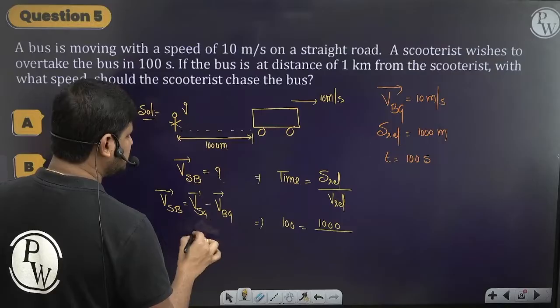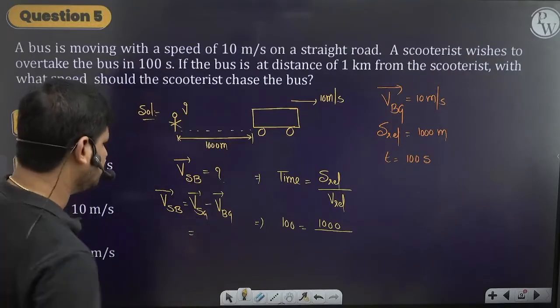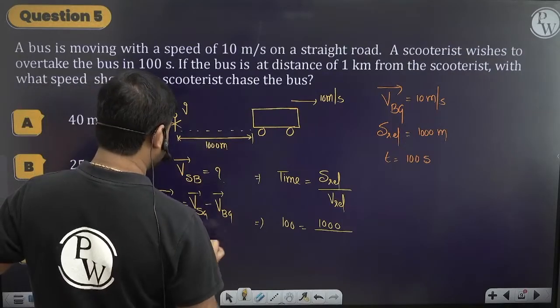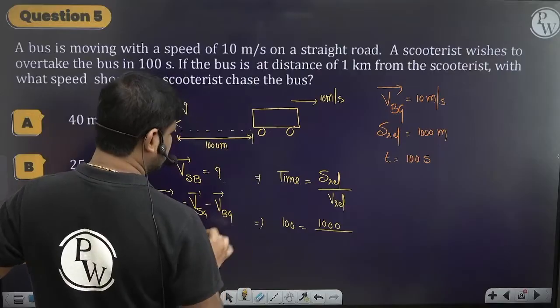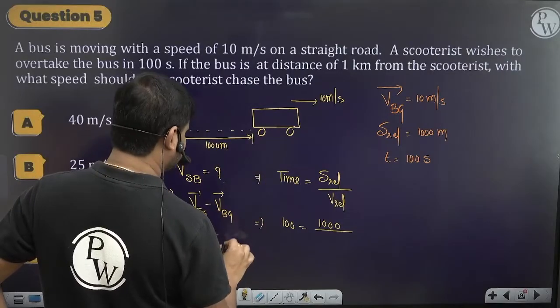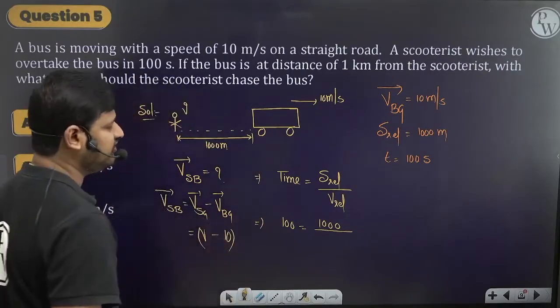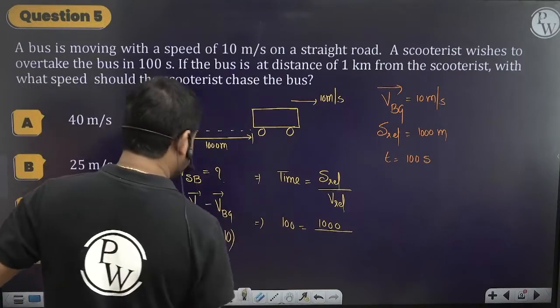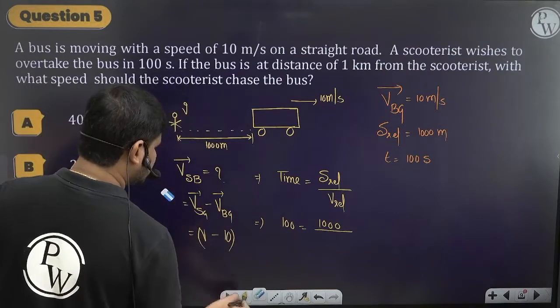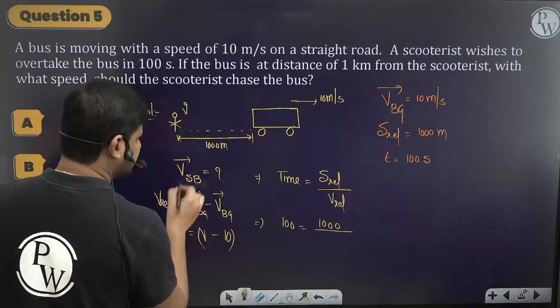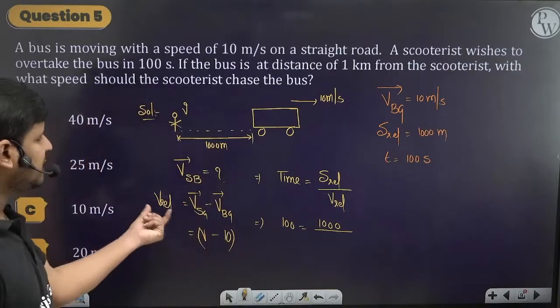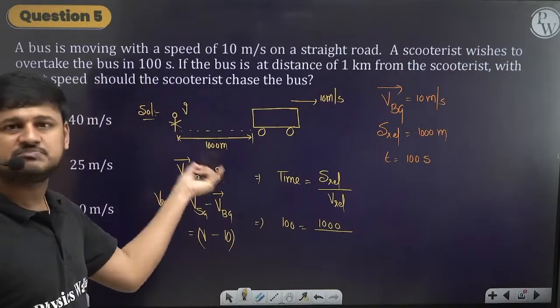We don't know what is the velocity of scooterist with respect to ground, so let it be V. Then V minus the velocity of bus with respect to ground, which is 10. So consider it as V minus 10. Therefore this is the V relative. The velocity of scooter with respect to bus is nothing but the V relative, right?